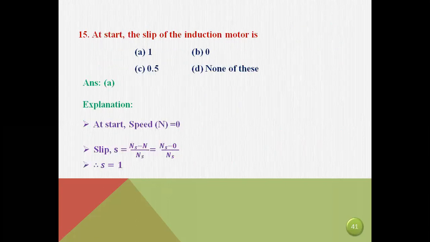Now, there is a question like at the start, slip of induction motor. We have seen we will get higher slip, but when there is a maximum speed, and at start speed of motor will be 0. You can calculate here. If we are taking that 0, you will get Ns by Ns. So you will get slip as 1. So you can say you will get slip equal to 1 when we are taking it as a maximum.